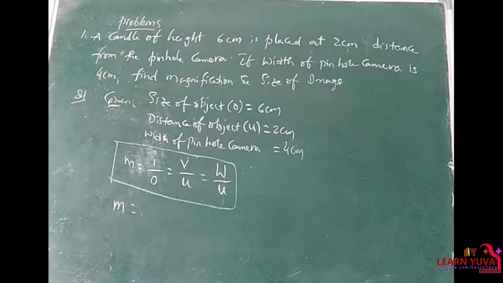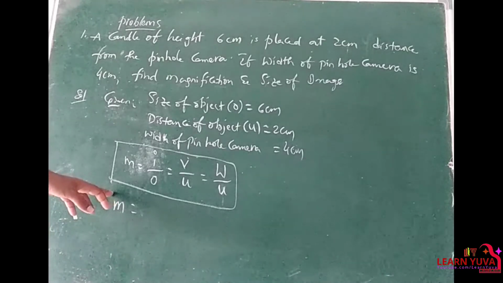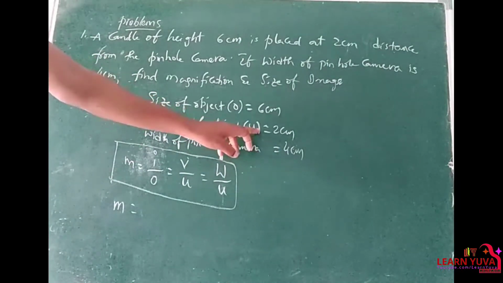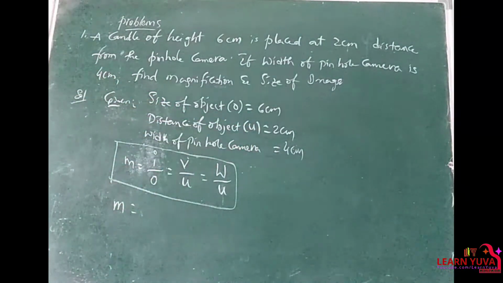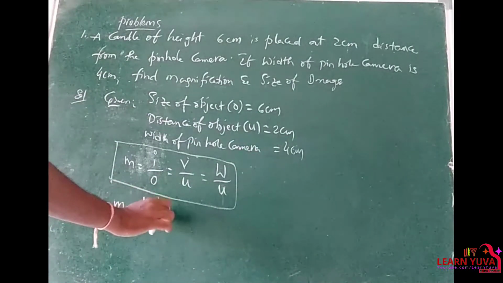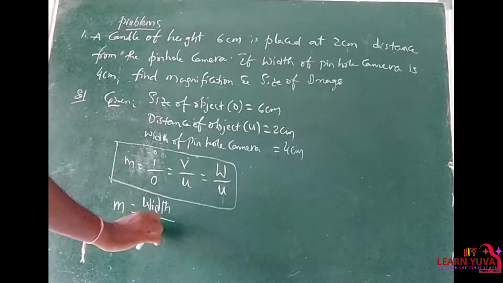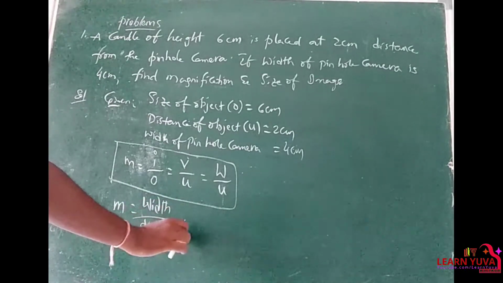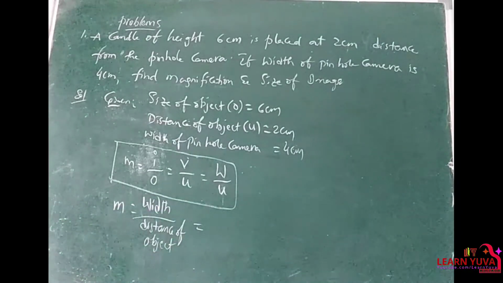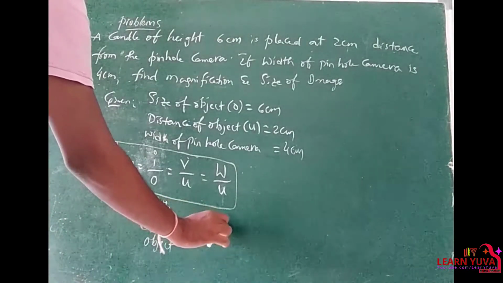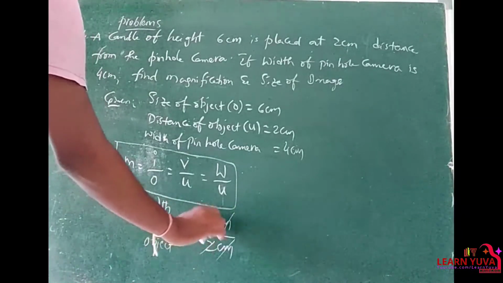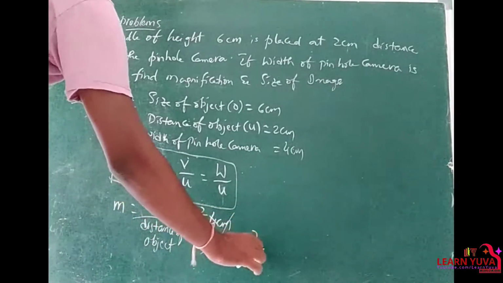By using the given data and applying these formulas, we can find the magnification. What are the values given? Width of the camera and distance of object are helpful to find the magnification. So magnification is equal to width of camera by distance of object. M is equal to 4 centimeters by 2 centimeters, 2 2s are 4. So magnification is equal to 2.